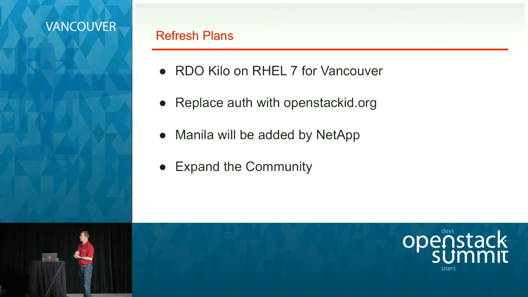As part of our refresh plan, RDO Kilo on RHEL 7 for Vancouver, we've done that. We have everything installed and operational. Unfortunately, we haven't been given the new IP space that will go with this. So the cluster is up and running and happy, and we've been working very closely with NetApp to get Manila integrated. We've got Manila installed by way of the RDO packaging and configured and working for the generic driver, and the NetApp driver is in process right now, so we'll be able to show off both of those backends.